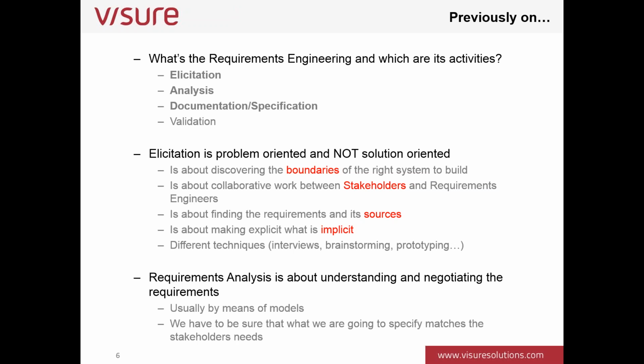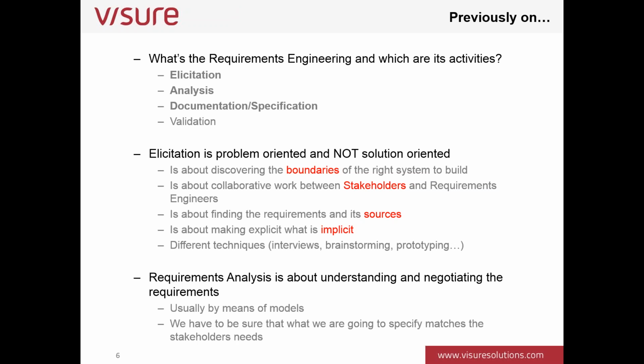Elicitation is also about collaborative work between the stakeholder and requirements engineer. Remember the word stakeholder, it's really important in here. It's not user, it's not customer, it's everyone that is interested somehow in the success or in the failure of the system that is going to be a stakeholder. It's about finding the requirements and all the sources and linking them together. Traceability is key when working with a requirement.